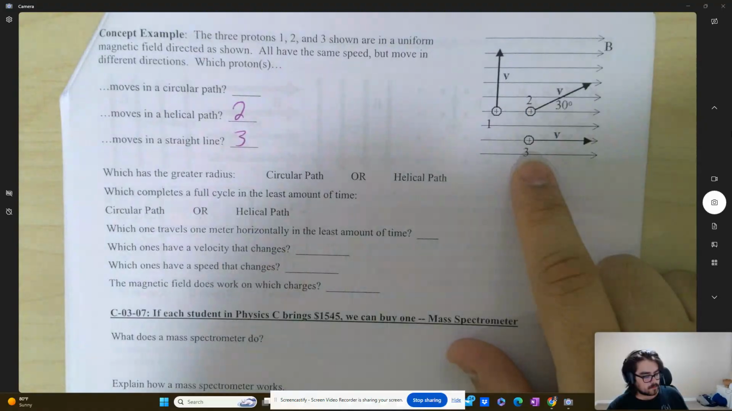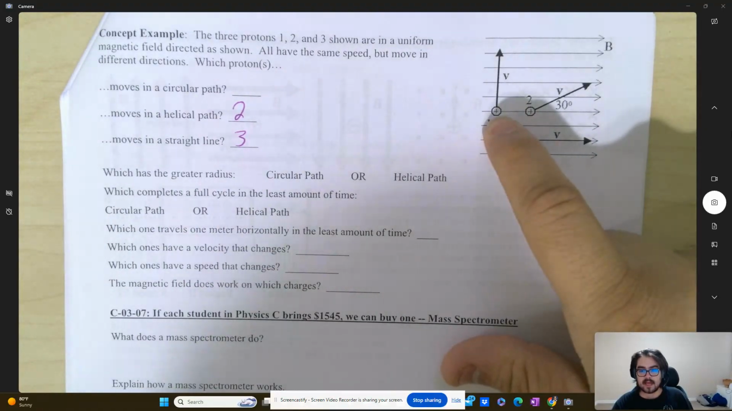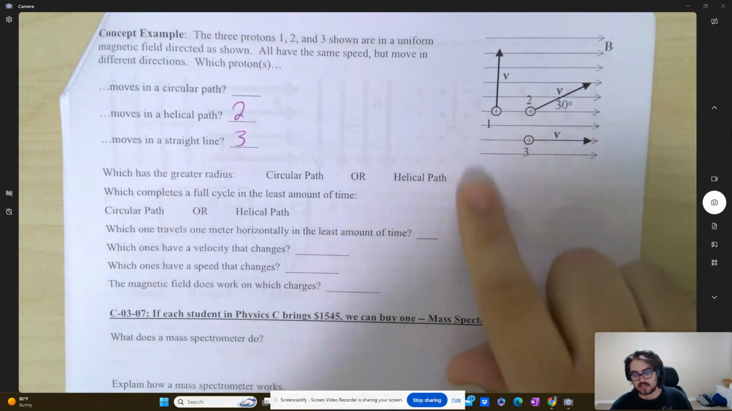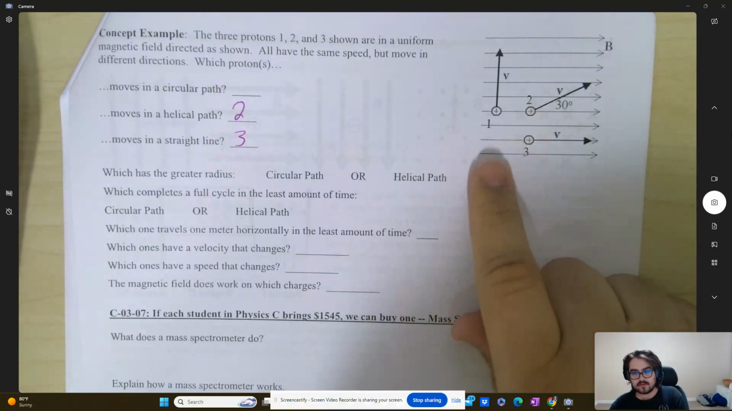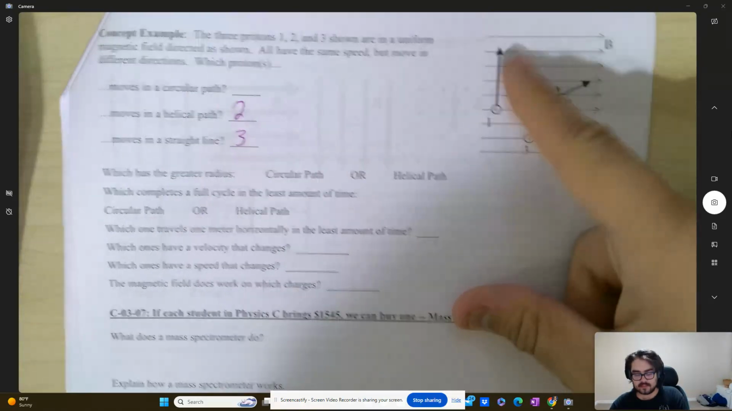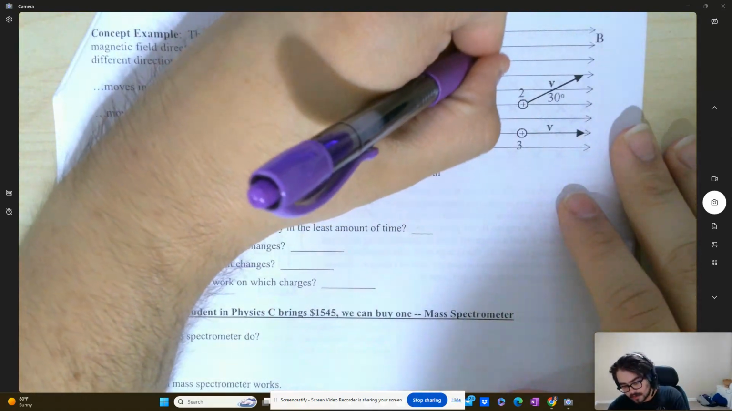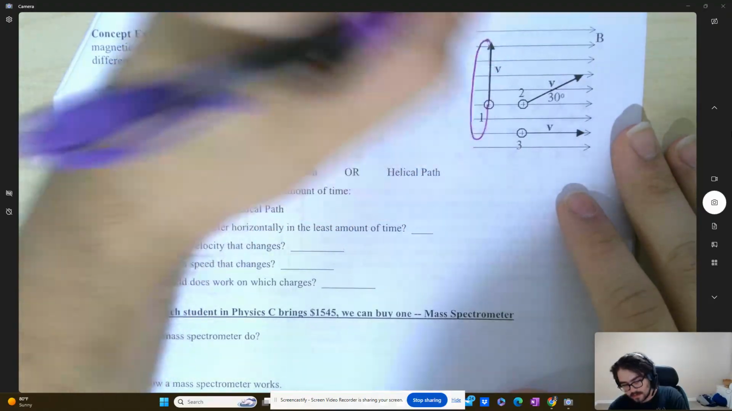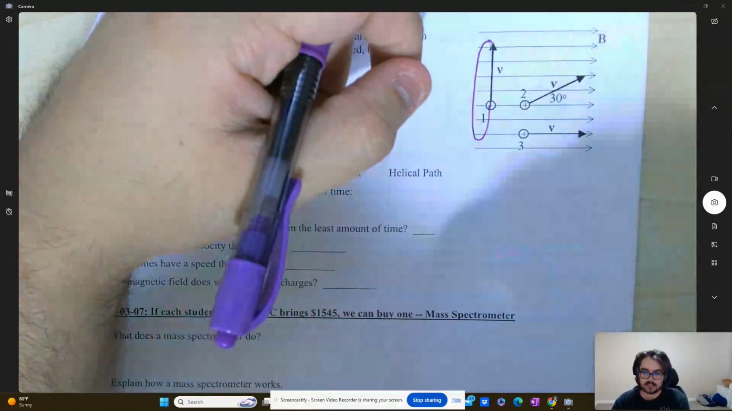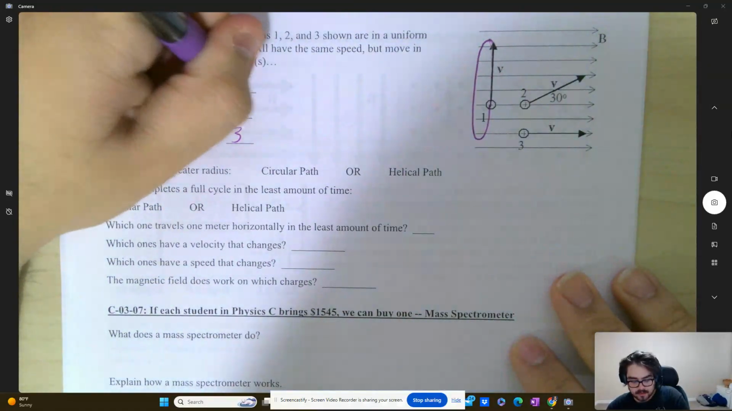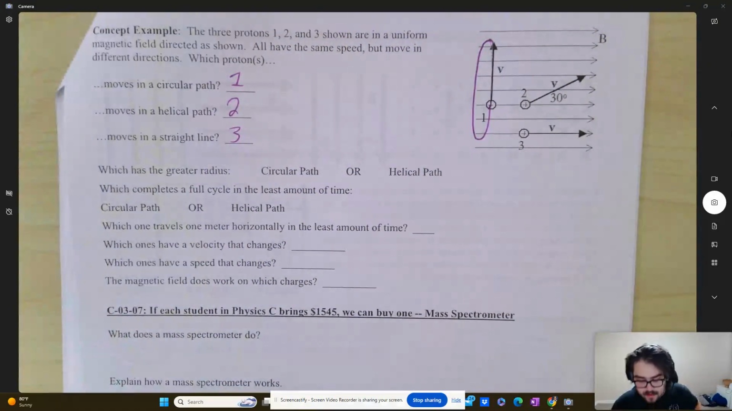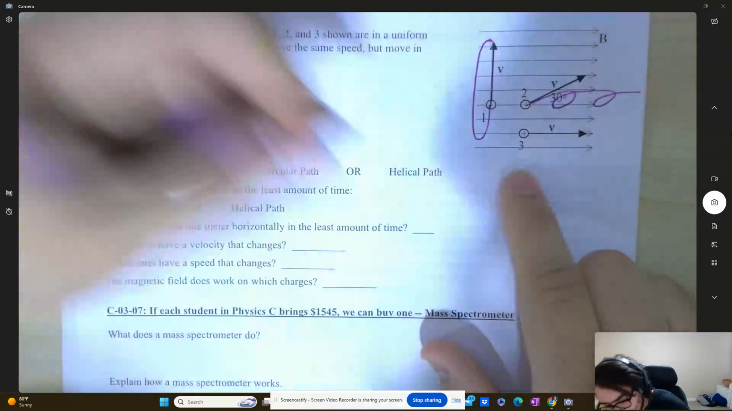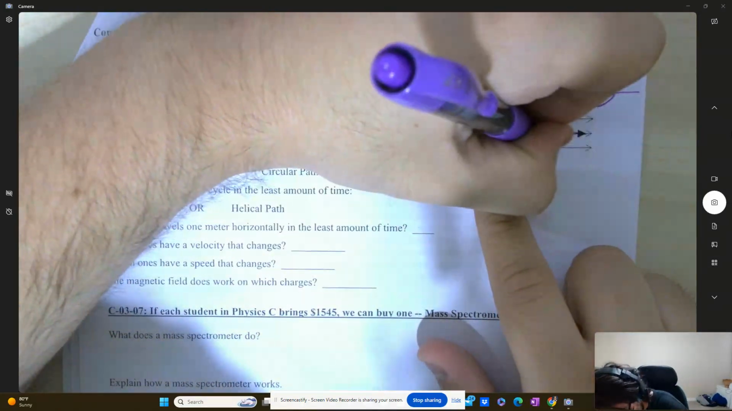And then in a circular path, this one has all vertical component, and all of that's going to get acted on, so that direction is going to change. So it's actually going to make a circle that goes perpendicular to the plane of the page. It's not going to go in this flat circle here. It's going to go out of the page, into the page, out of the page, into the page. And that would be proton number 1, which goes in a circular path. This one is going to go in a helical path, and then 3 is just going to go in a straight line.